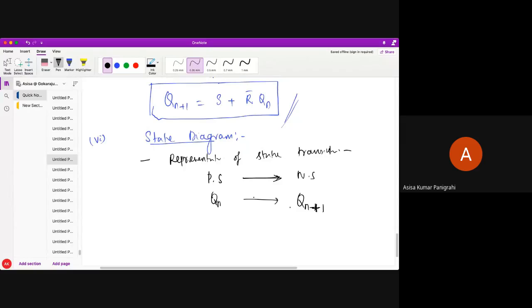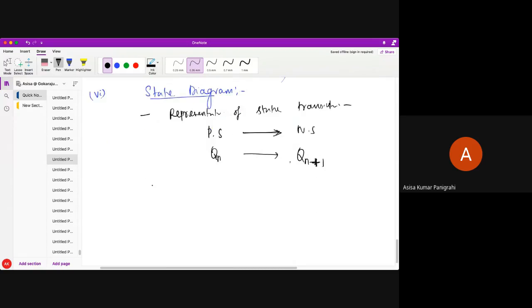Before starting that, I am going to tell you a few rules to design a state diagram. First one is, one flip-flop always has two possible states. What are those states? 0 and 1.